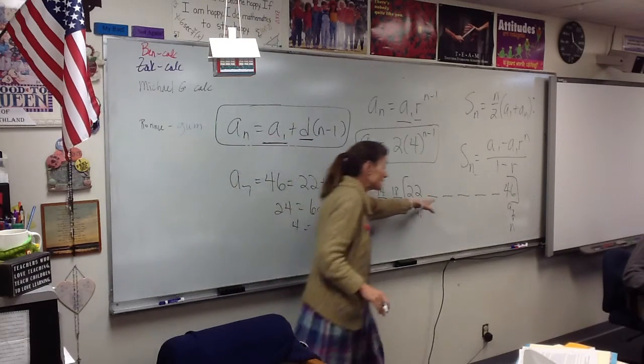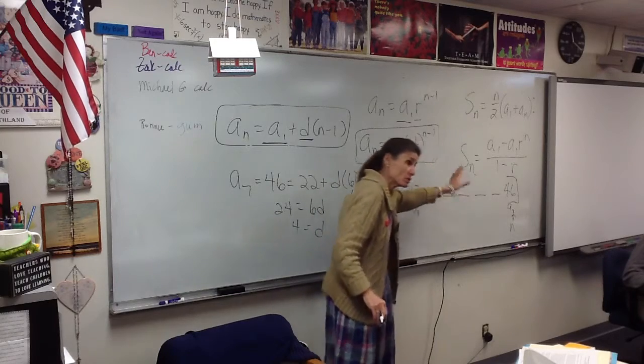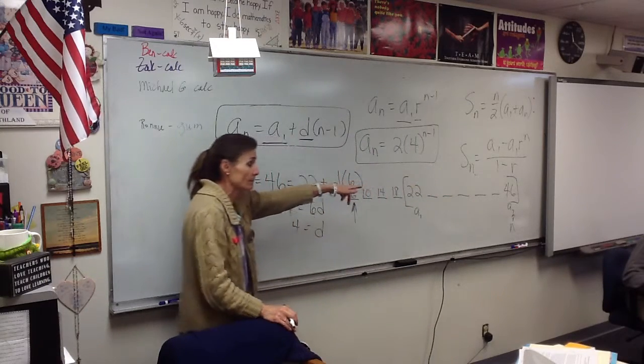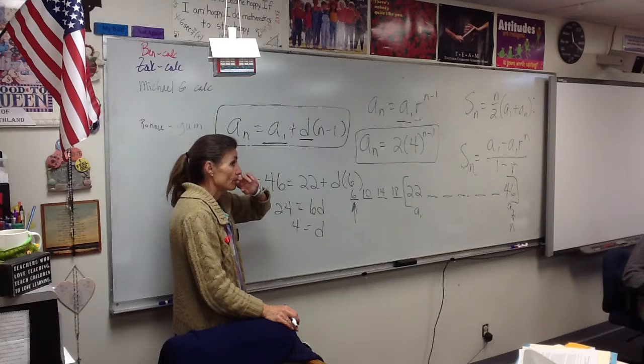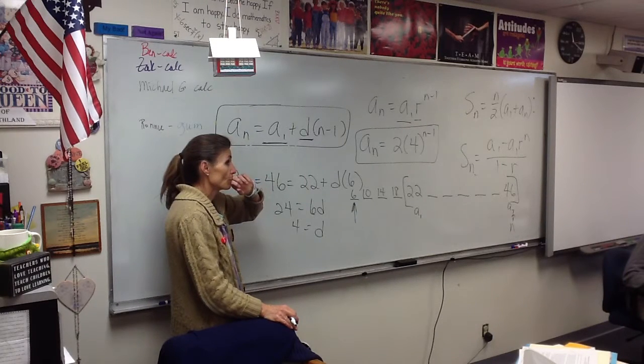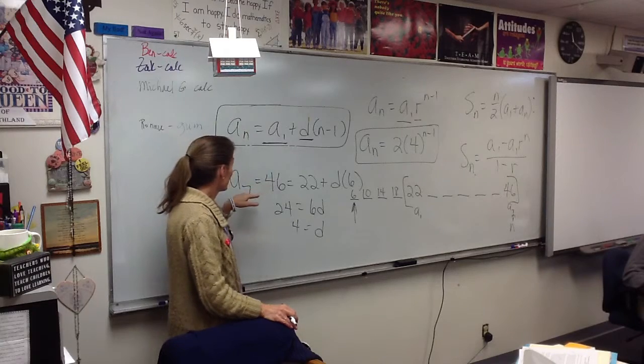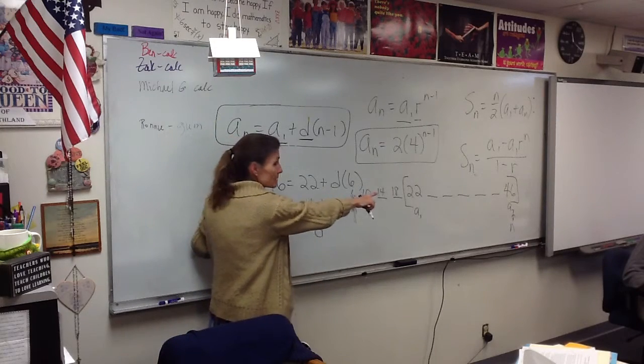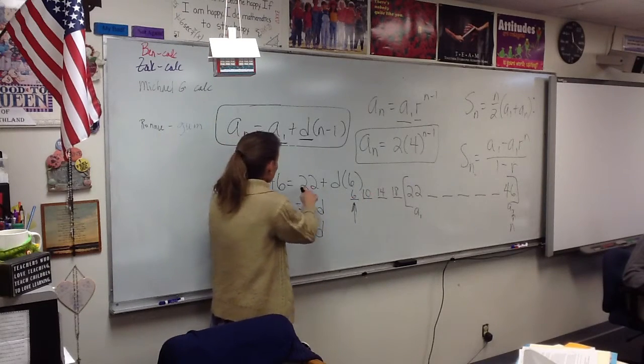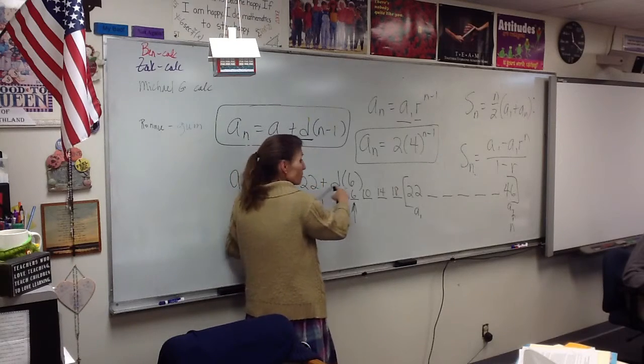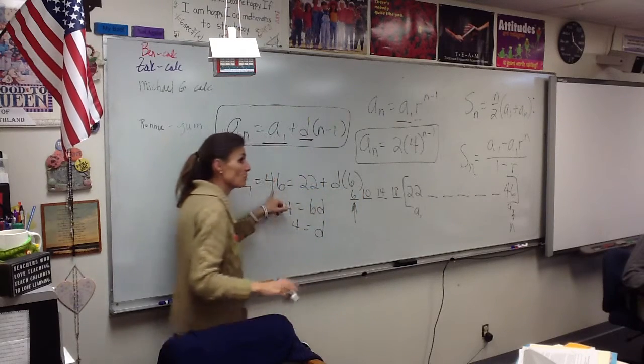Now, could I fill those in? Absolutely. You want to fill them in? Go ahead. You don't need them. But you can fill them in if you want. So, how do you get A7 equals 46 equals 22? The 7th term is 46. And the formula says that's the first term plus the common difference times n minus 1.